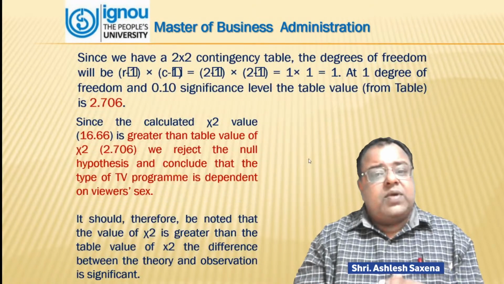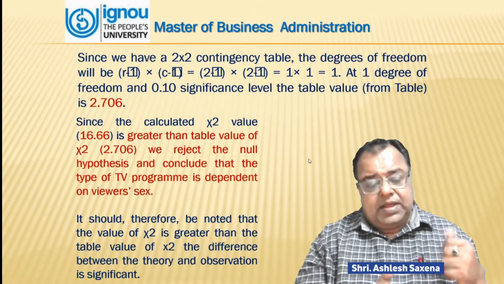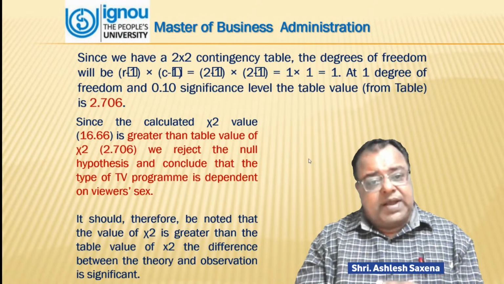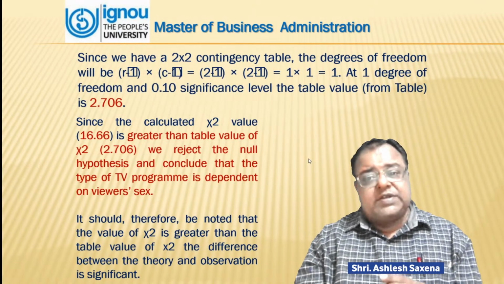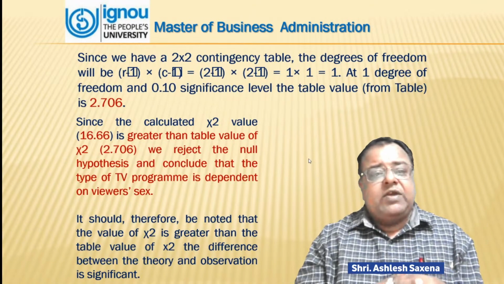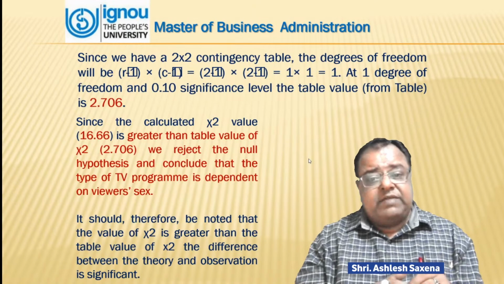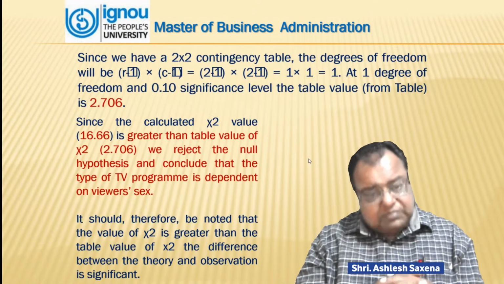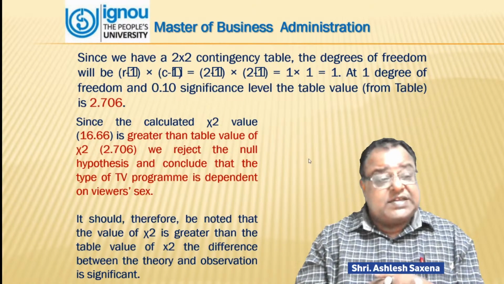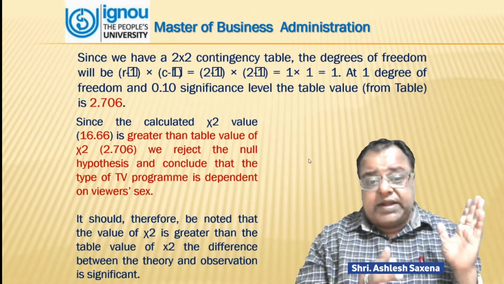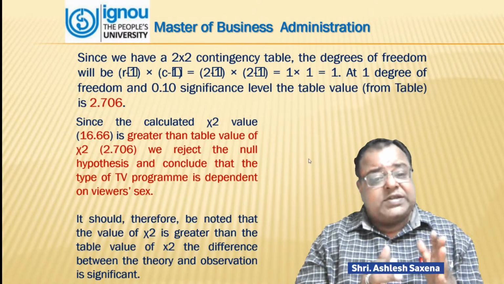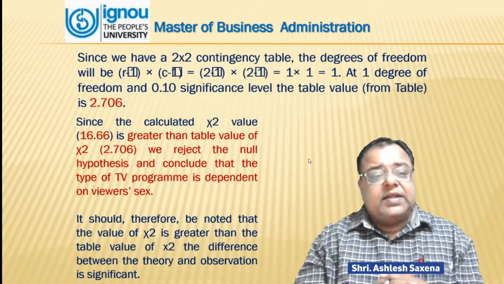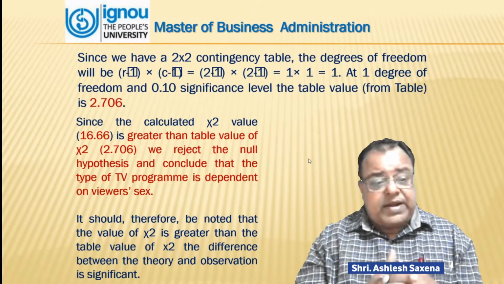Since we have a 2 by 2 contingency table, the degree of freedom will be (R minus 1) into (C minus 1), which is equal to (2 minus 1) into (2 minus 1), which comes out to be 1. At 1 degree of freedom and at 0.10 significance level, the tabulated value is 2.706. Now, since the calculated chi square, 16.66, is greater than the tabular value of chi square, which is 2.706, we reject the null hypothesis and conclude that the type of TV program is dependent on viewers.